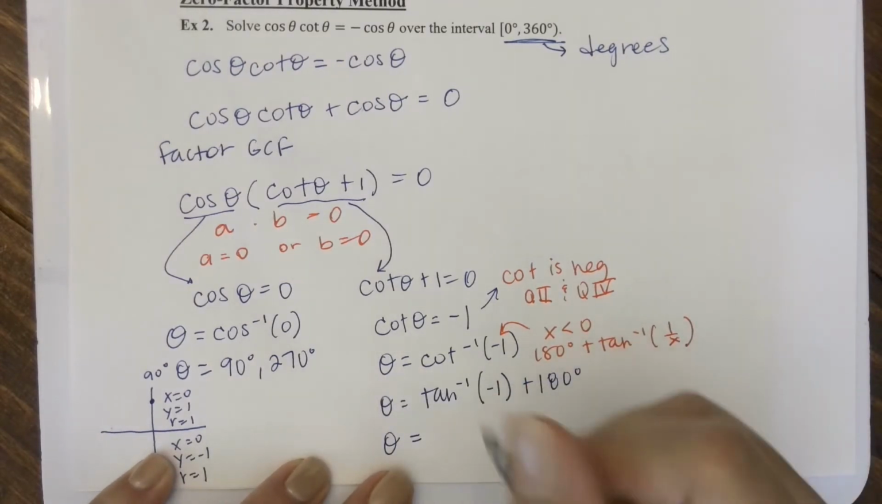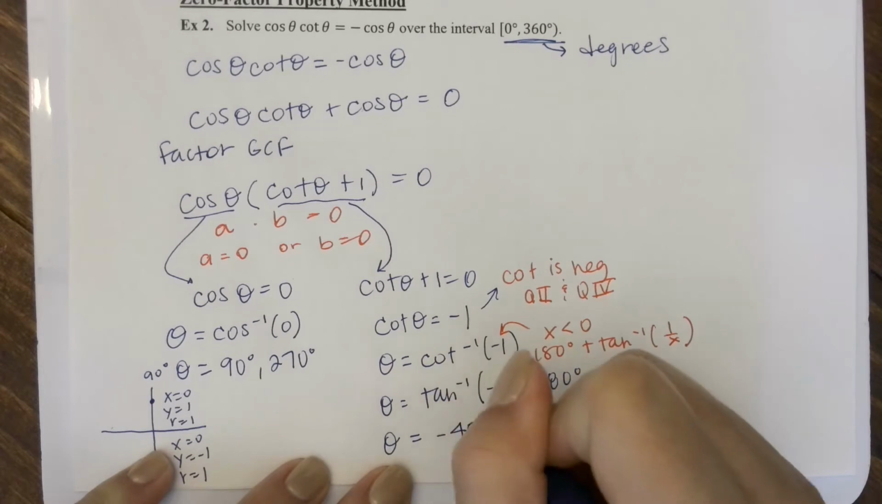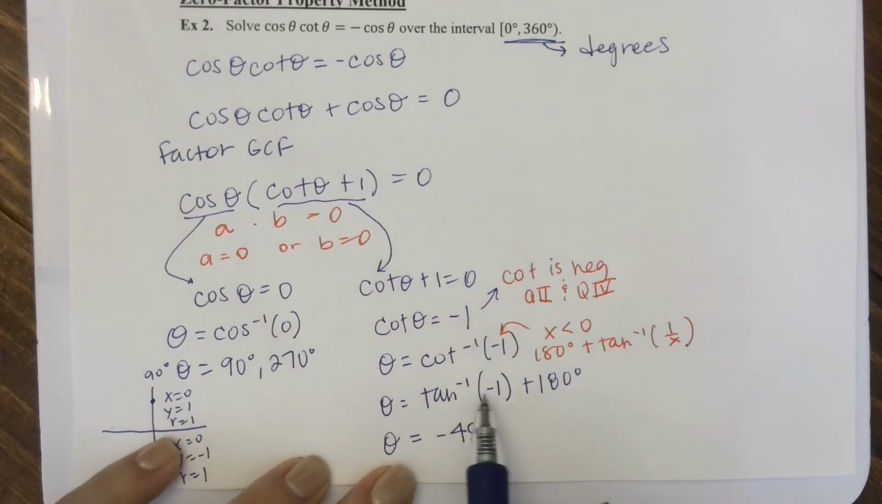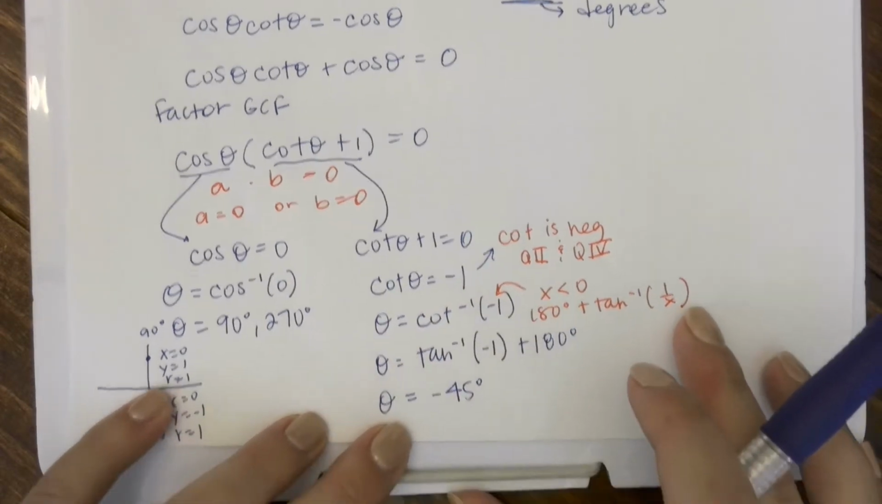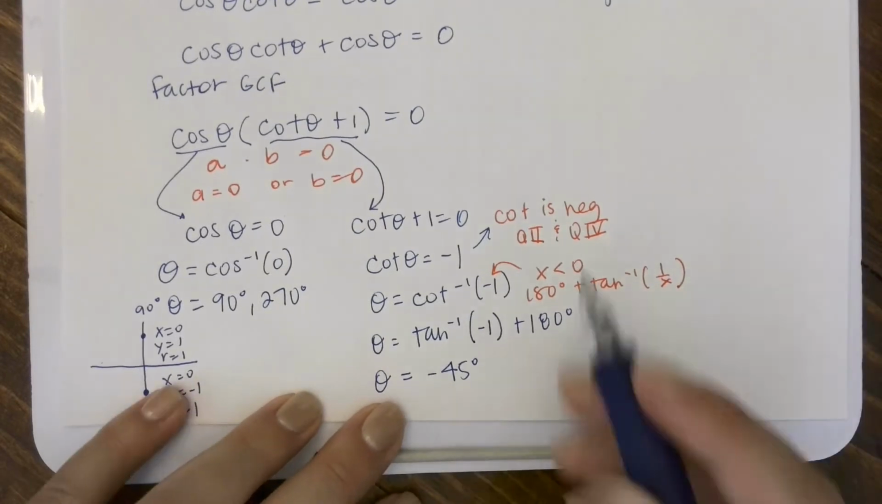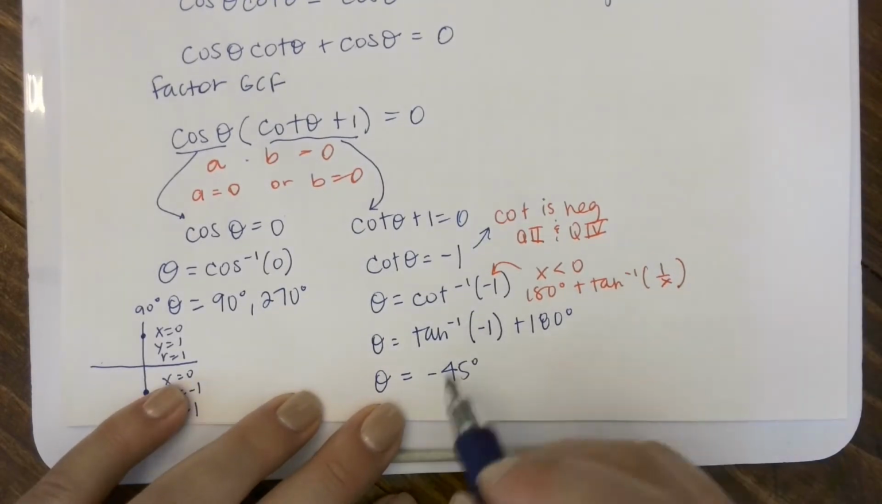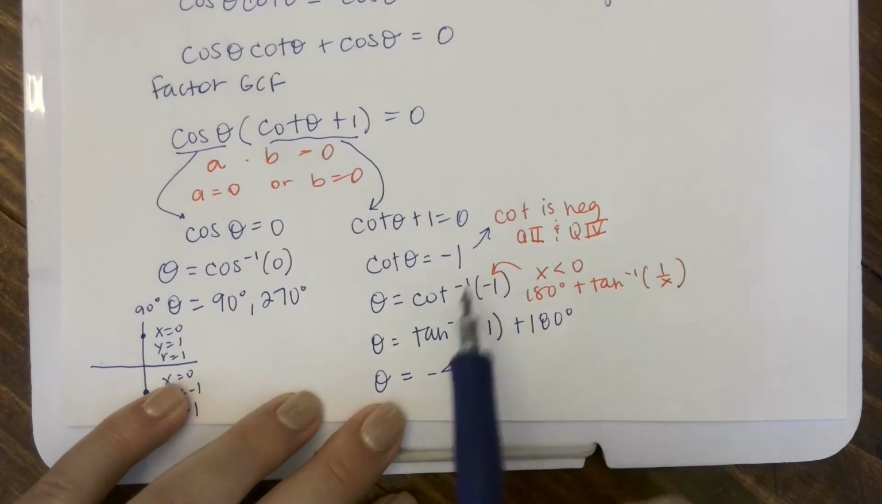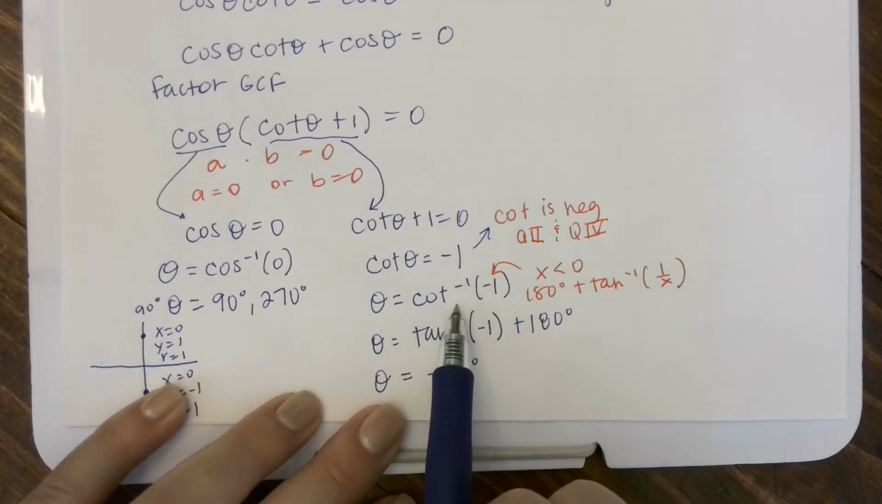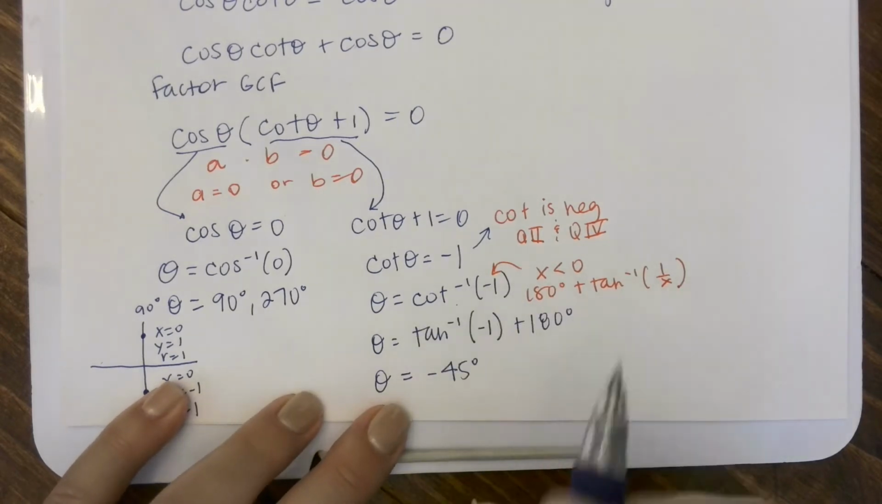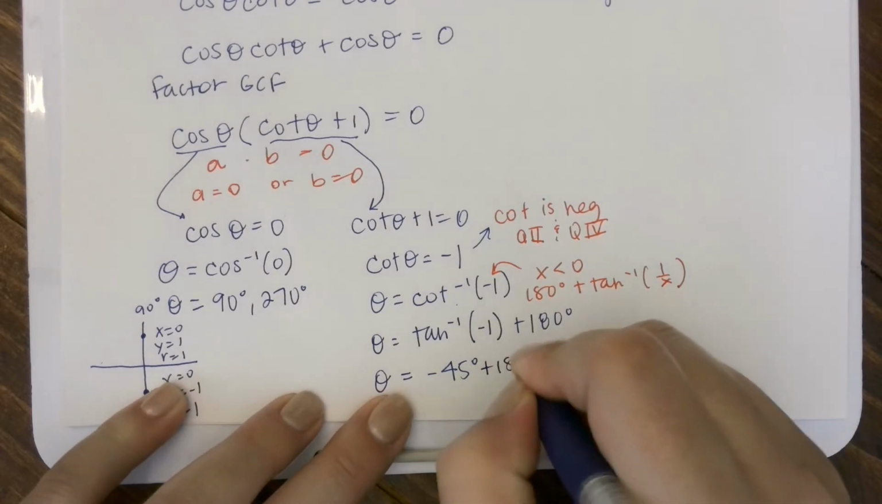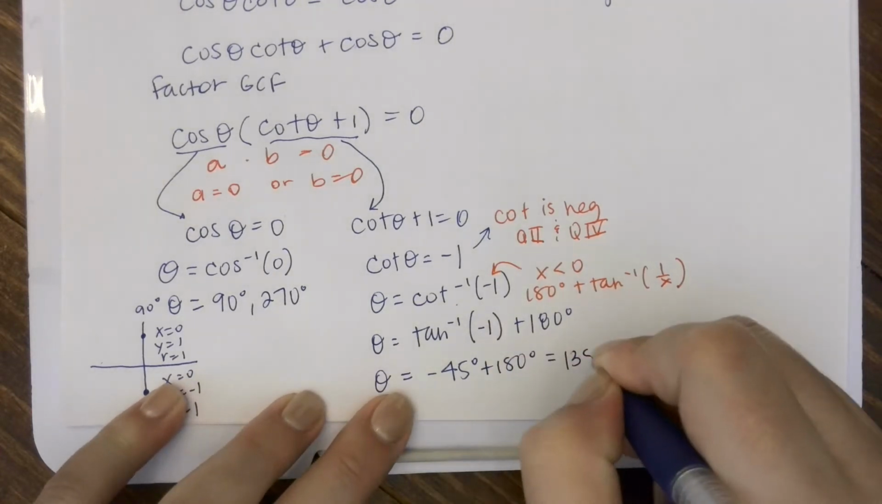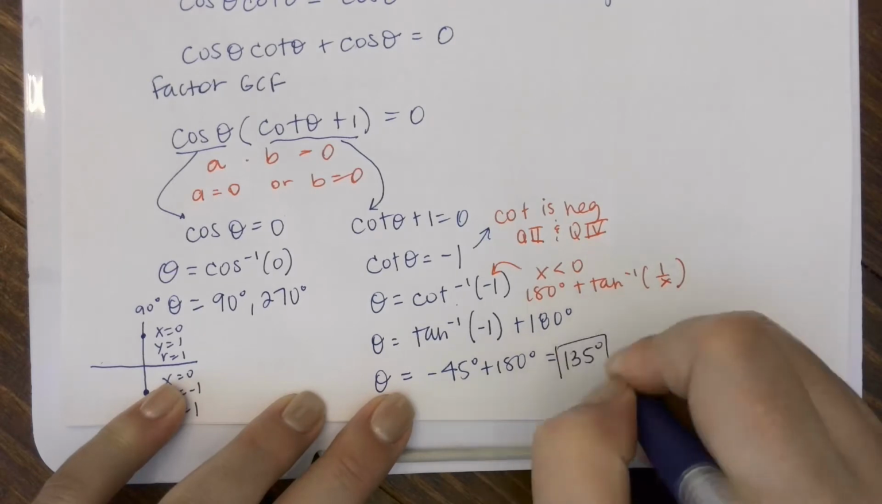Okay, so theta is going to equal negative 45 degrees, so that's tan inverse of negative 1. Okay, and negative 45 degrees would be in quadrant 4, but for cotangent inverse, we need to be in quadrant 2. Okay, so we add the 180 degrees, and we get 135 degrees, which is an answer in quadrant 2.